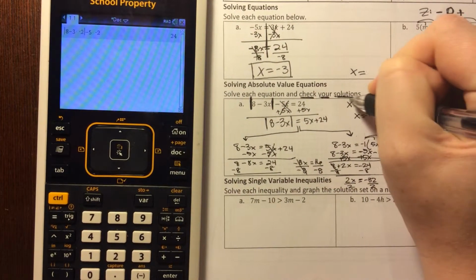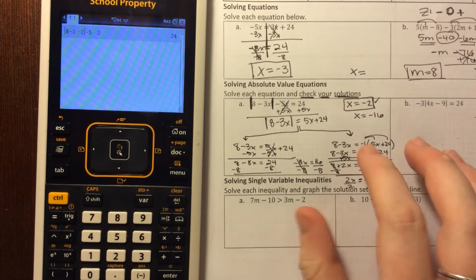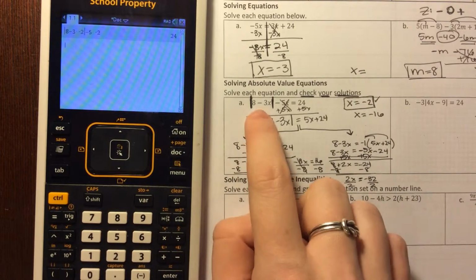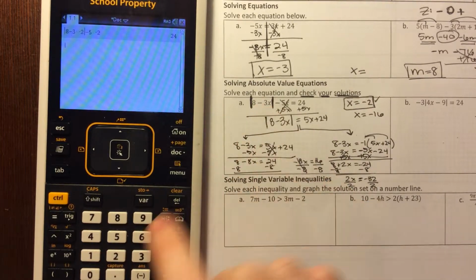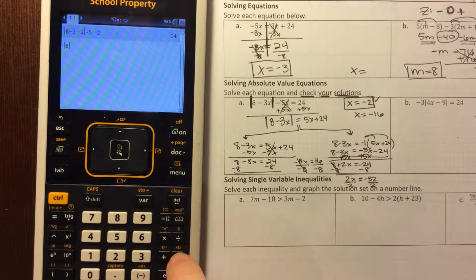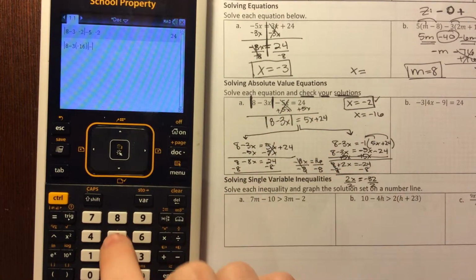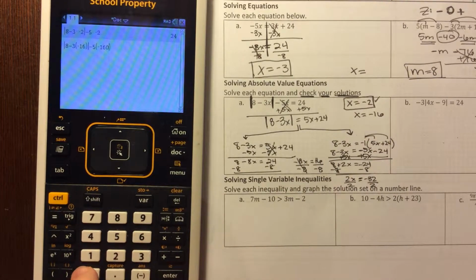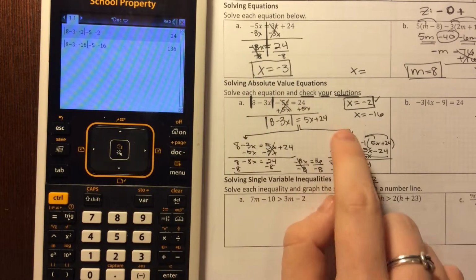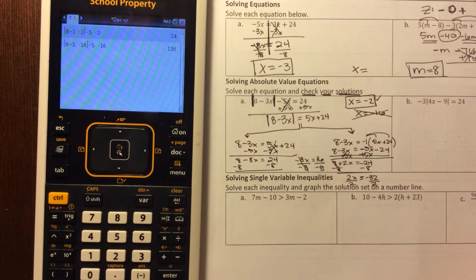Awesome. Negative 2 works. The next thing I need to check is, does that negative 16 work? So I go here. I'm going to plug in the same thing, except instead of 2, I'm plugging in a negative 16. So I have the absolute value of 8 minus 3 times x, which I'm plugging in a negative 16, close your parentheses, minus 5 times x, 5 times negative 16, close your parentheses, hit enter. That gives me 136. Is 136 the same as 24? No. So this negative 16 is not a solution.